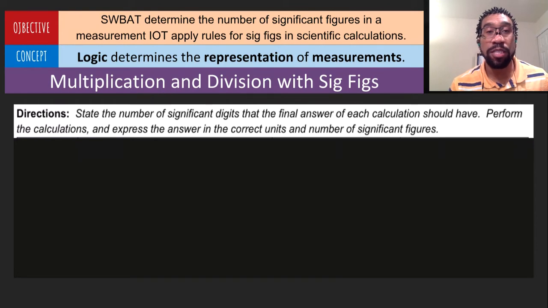Okay, so ultimately the goal is to determine the number of sig figs in a measurement and then apply the rules of sig figs towards scientific calculations. And we do this using logic, because logic determines the representation of our measurements. It just makes sense to round our measurements a certain way based on how many numbers are significant in our measurements. All right. So we're going to state the number of sig figs in each one of our measurements today, and then we're actually going to show how that leads to multiplication and division and choosing the appropriate number of figures to report in the measurement.